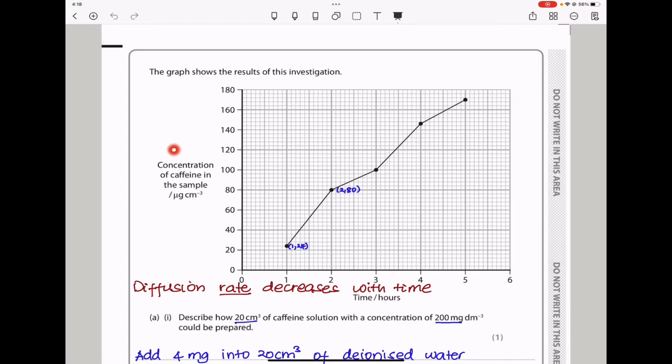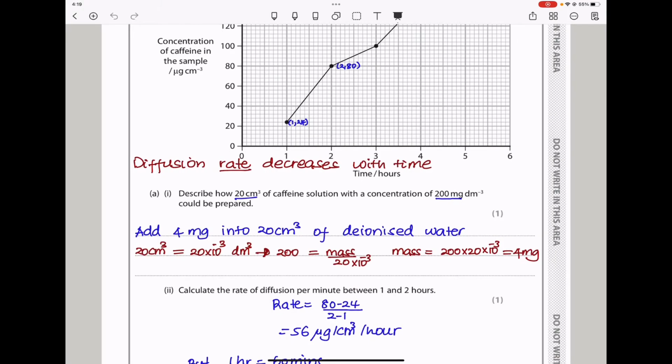So on the vertical axis, we have concentration of caffeine in the sample, which is in micrograms per centimeter cubed. And on the horizontal axis, we have time in hours. We can see from this graph that as time increases, the caffeine concentration in the sample also increases. However, we see this is the greatest increase in the concentration of caffeine in the solution that is being sampled.